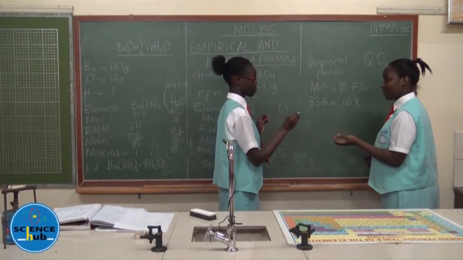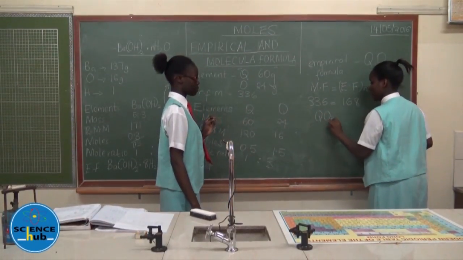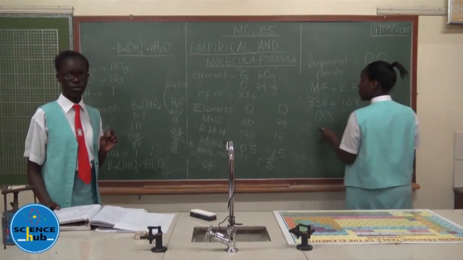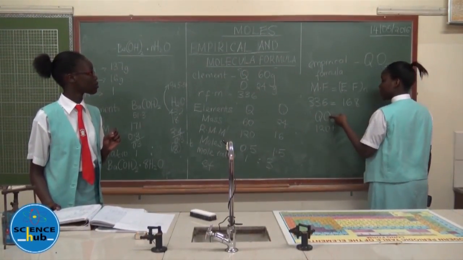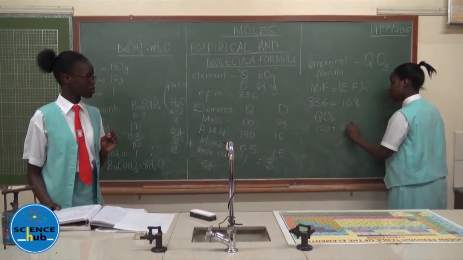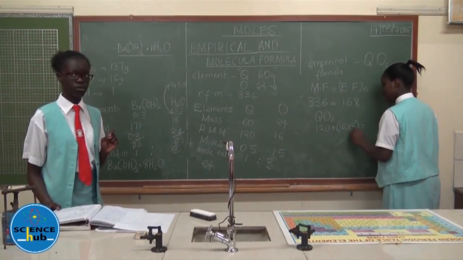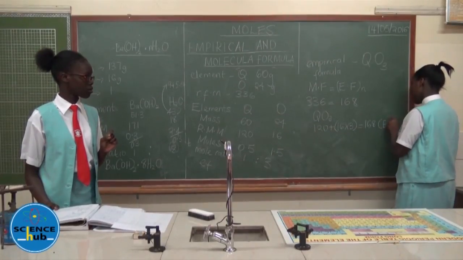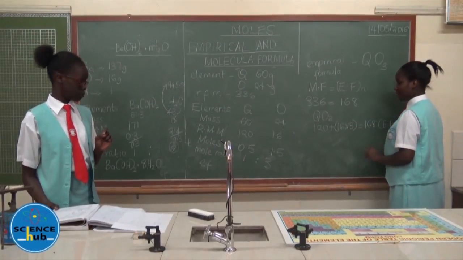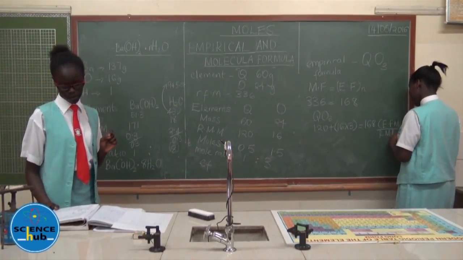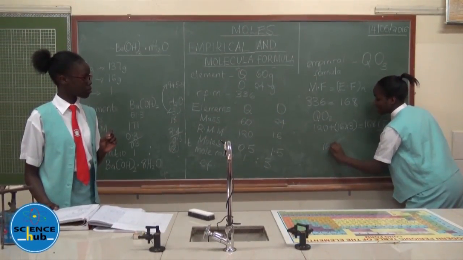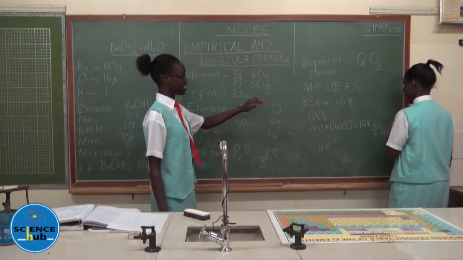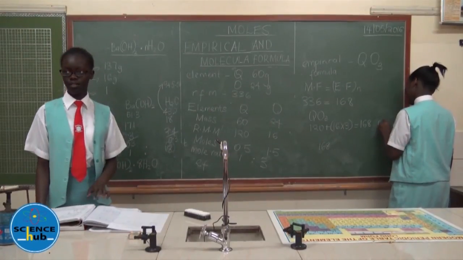For the empirical formula QO3, the RMM of Q is 120. Then you add that of oxygen, which is 16, but there are 3 atoms, so it is 16 times 3. The answer you get is 120 plus 48, which is 168. This is the empirical formula mass. You will divide the RMM by the empirical formula mass. Therefore, we divide 336 by 168.